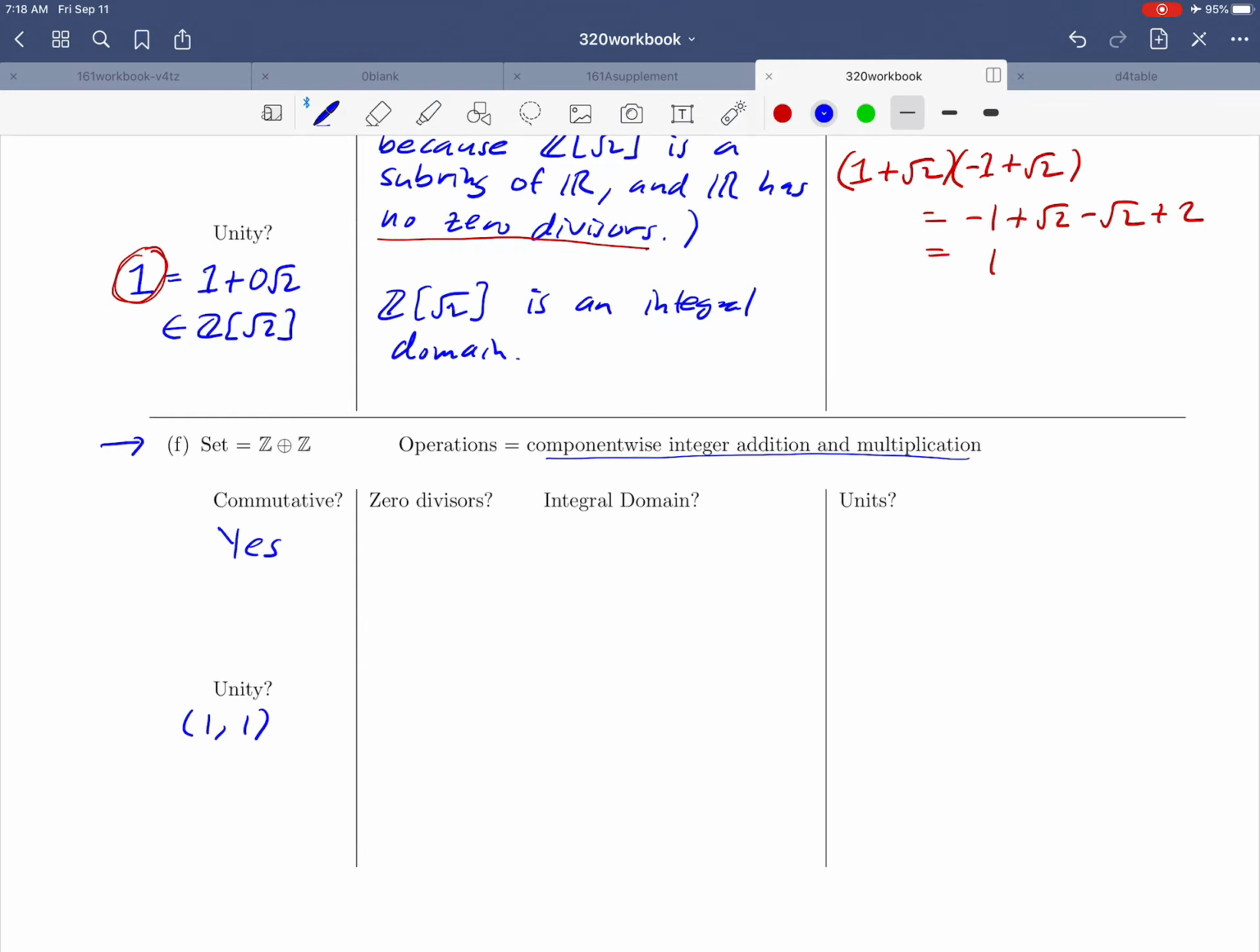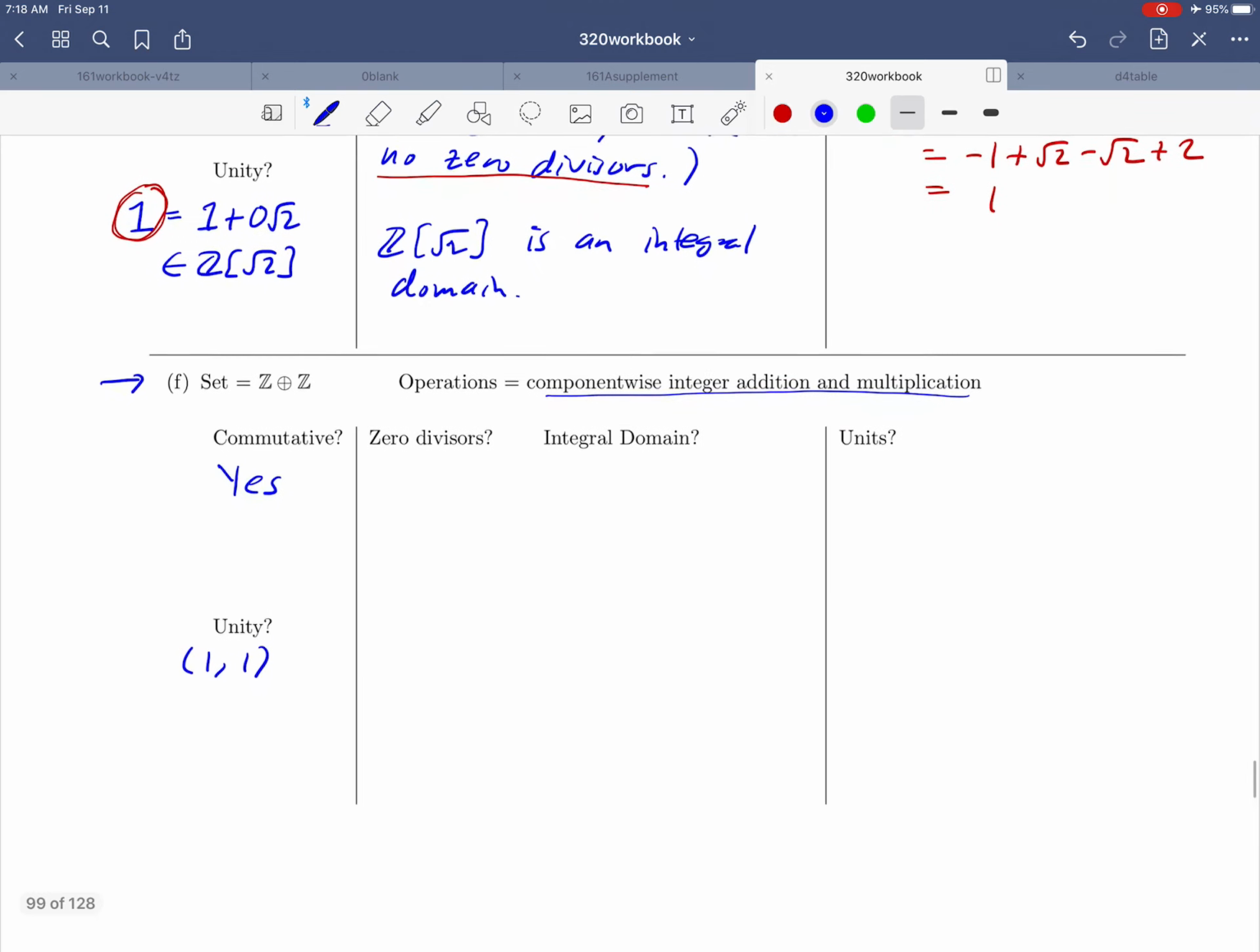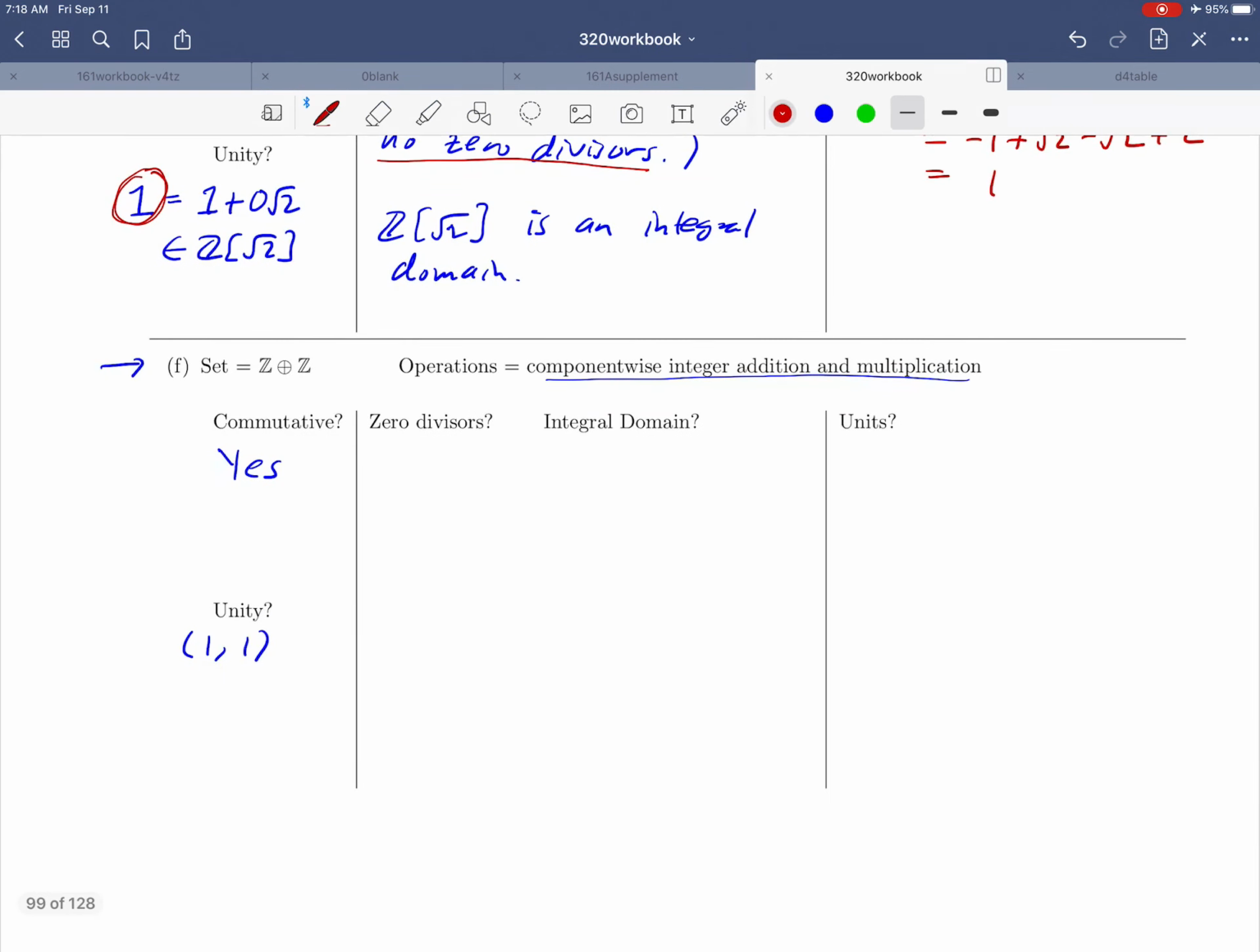Okay, so we can take 1, 1. I claim that that's the unity, and just to illustrate that, why does that work? Well, observe that if you take 1, 1 and multiply it by any m, n, remember our operations are component-wise multiplication here. We're just going to get m, n back again. That's the definition of what we mean by a unity element.